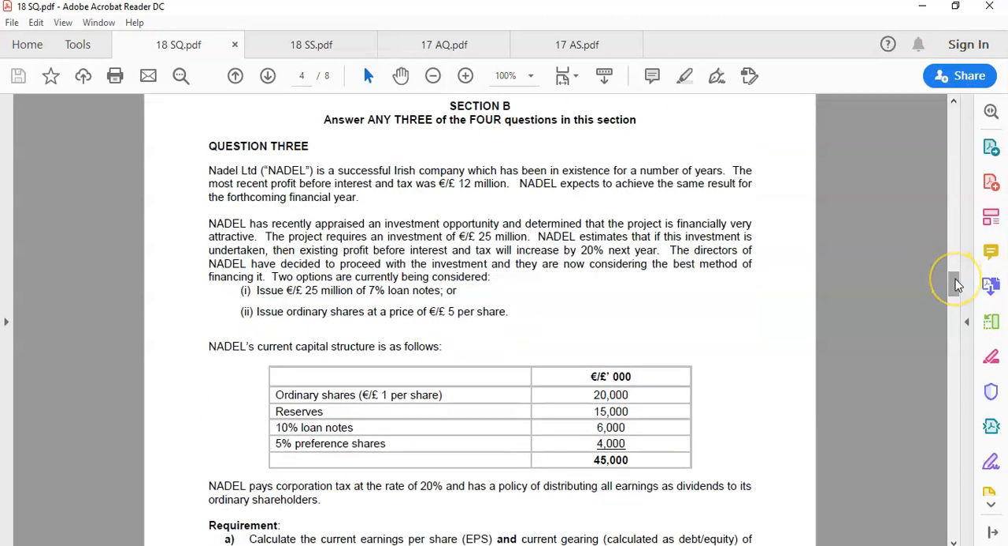You're told here Nadell is a company, profit before interest and tax, otherwise known as operating profit. That's a word for profit before interest and tax, 12 million. You're told they're looking to invest 25 million, and they're hoping then that will increase profit before interest and tax to 20%. And they're not sure whether to raise it in debt or raise it in equity. So the first thing we're going to do is calculate the current position.